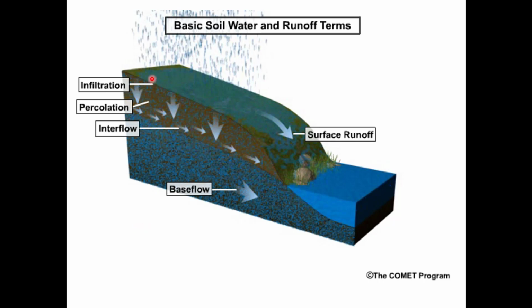Infiltration is the water going across the land surface into the soil profile. Percolation is water moving through that unsaturated zone, and then contributing to the groundwater. In this cartoon, the groundwater is this blue color, and the brown color is the soil above the groundwater table.